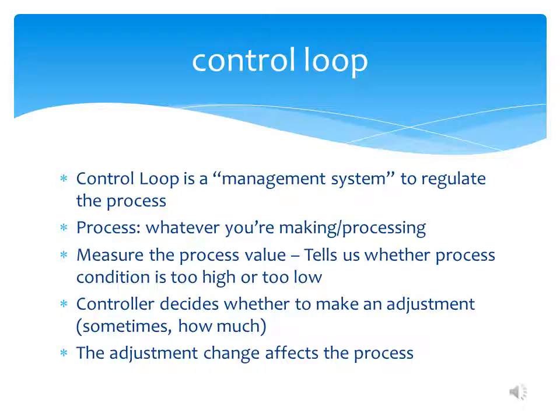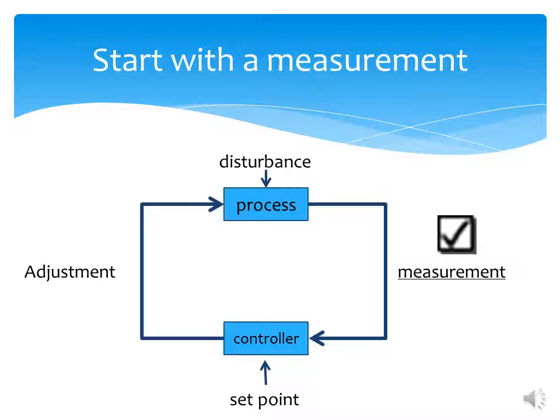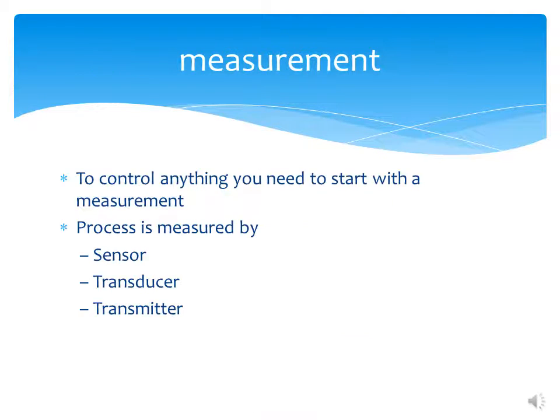Measure the process value. It tells us whether the process condition is too high or too low. The controller decides whether to make an adjustment, and sometimes how much. The adjustment change affects the process. Start with a measurement. To control anything, you need to start with a measurement.